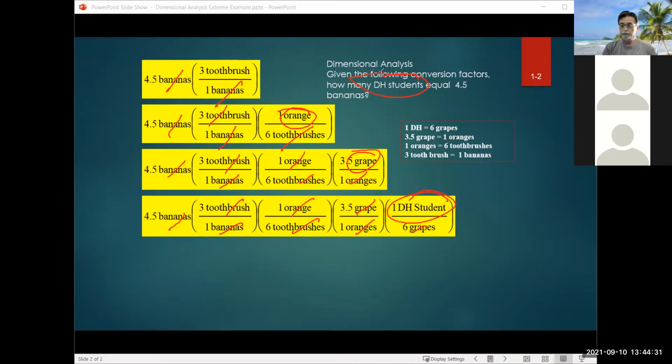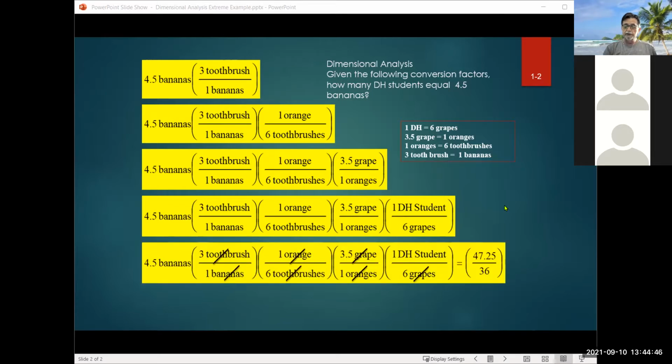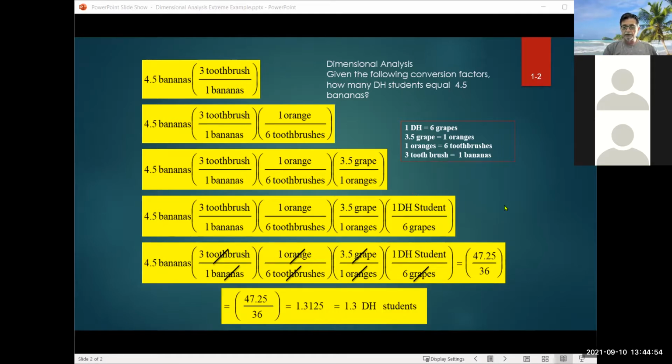Now the math is on you. Plug in 4.5 times 3 divided by 6 times 3.5 divided by 6, whichever way you want to do it math-wise. And then you should get 47.25 divided by 36. And then you end up with, after the correct sig figs are put in, 1.3 DH students. So now you can see that 4.5 bananas is equal to 1.3 DH students.